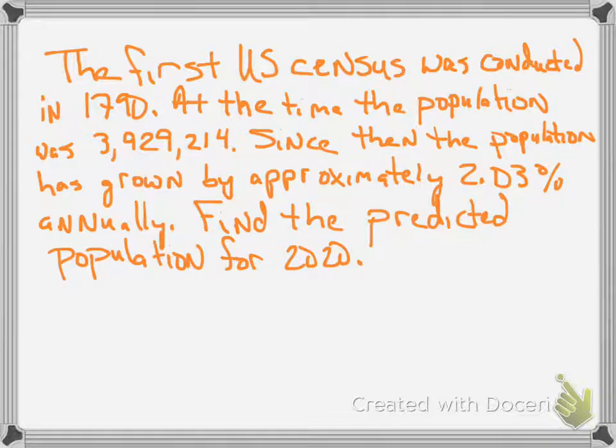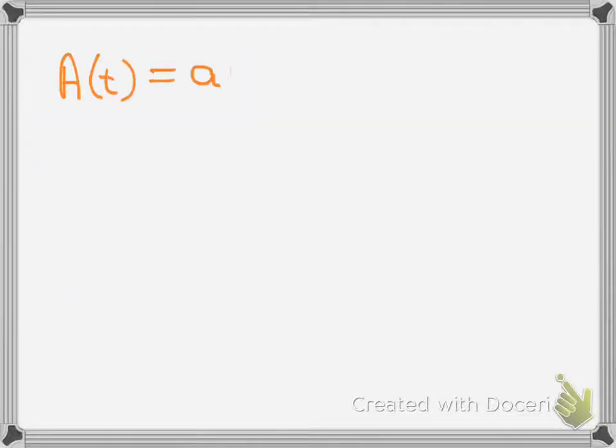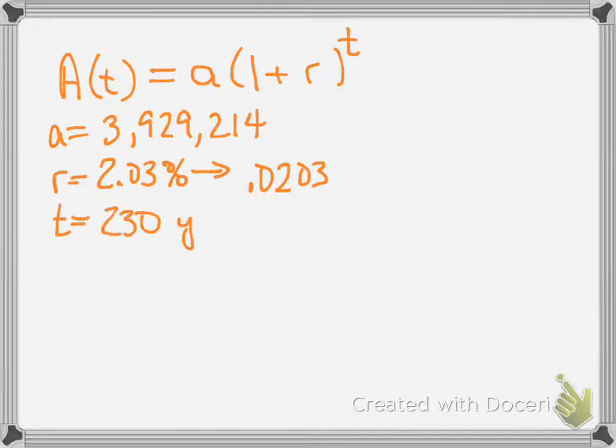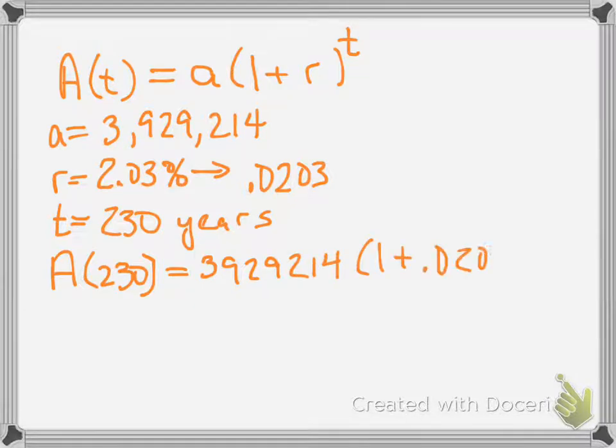All right, so let's see how this gets set up. First off, it's a growth function, so it's growing. My a is 3,929,214. My r is 2.03%, which I will change to a decimal, 0.0203. And the time is 230 years, because 1790 is the initial time, and 2020 would be 230 years later. So I put all that into the function and see what I get as an answer.